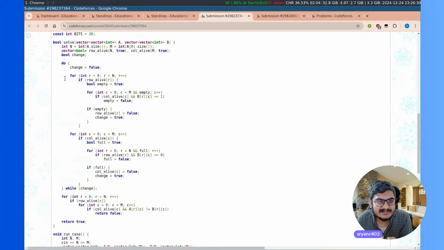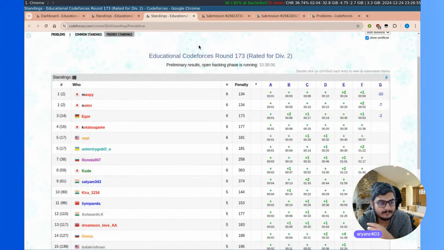So although this looks like a while true loop, there are only a limited number of times when you can run this loop, because if you don't make any change in a particular loop, you just break there and then you just check if this value is true or not. So that was the idea for problem E.